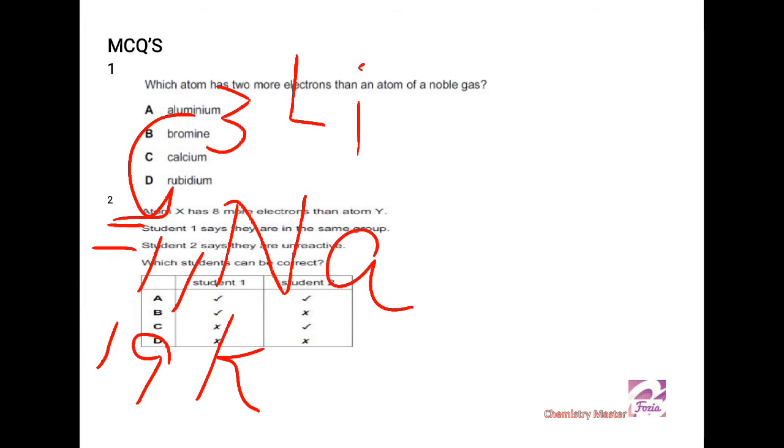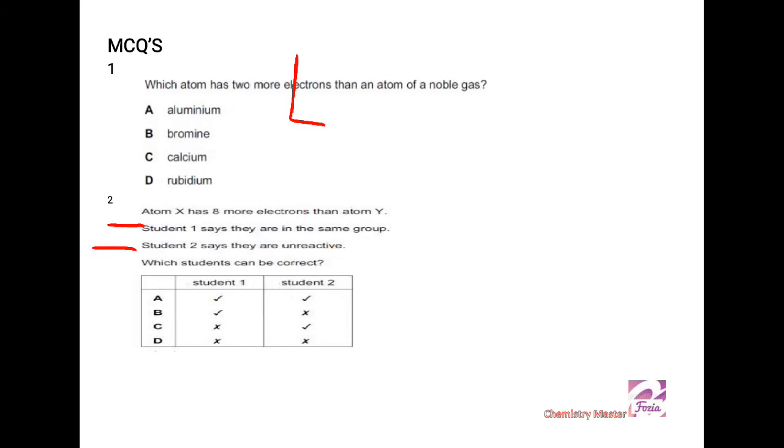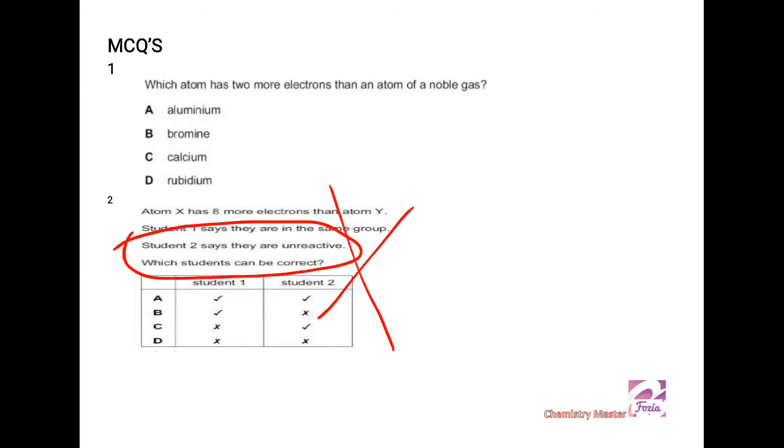But this is not the complete chemistry of having difference of 8 electrons and belonging to the same group. If student 2 says they are unreactive, that is not applicable in case of normal elements. This is only applicable in case of noble gases. So select the option in which student 1 is right and student 2 is wrong.